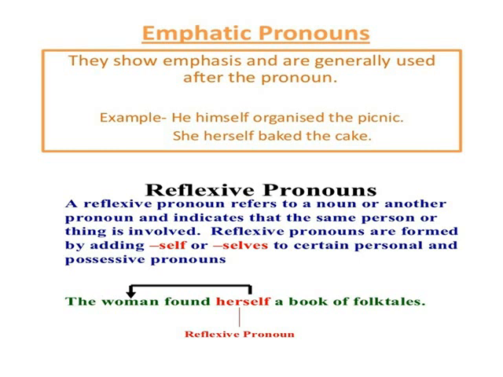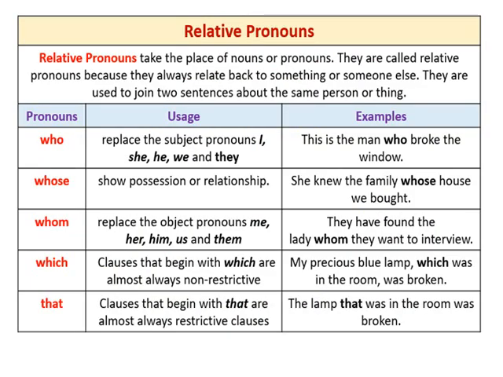So by these examples we can see that reflexive pronouns showed that the action of the subject reflects upon the doer. However, an emphatic pronoun simply emphasizes the action of the subject. The next type of pronoun is relative pronoun.